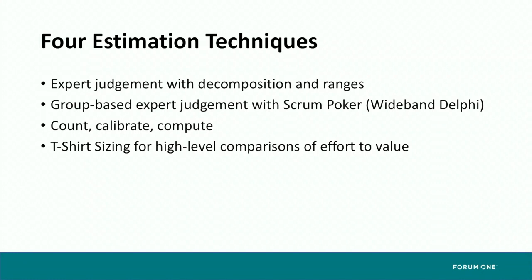Going to spend time looking at expert judgment with decomposition and ranges, and that's what most of us do most of the time. We're going to be looking at group-based expert judgment, and particularly with Scrum Poker. We'll talk about Wideband Delphi, which is kind of the most common group-based expert judgment. And then a method that I would call, and he doesn't call this exactly, count, calibrate, and compute, which I think is the best way to come up with estimates. And then t-shirt sizing for high-level comparisons of effort to value.